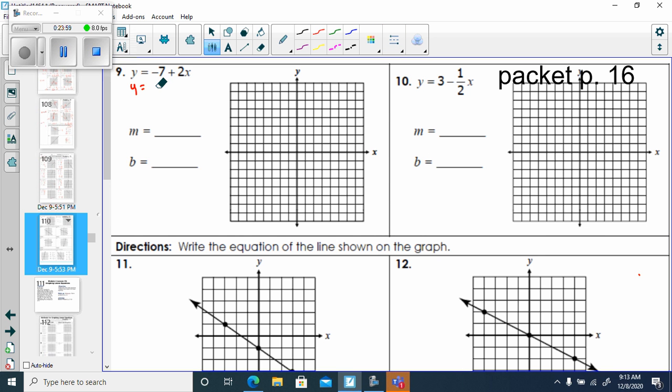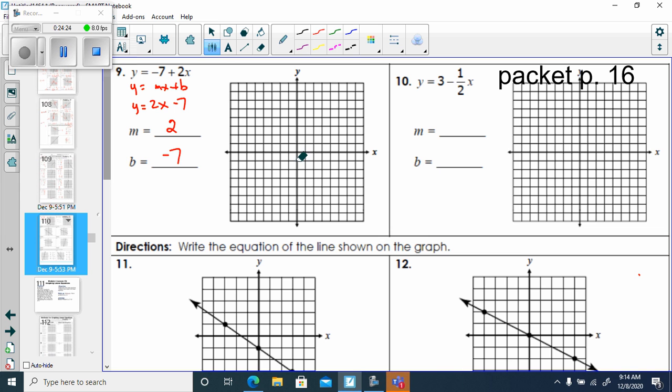Y is equal to mx plus b. But look, guys, my mx is here, isn't it? I've got to move these, don't I? This would be y is equal to 2x minus 7. My b is negative 7. My m is 2. The commutative property of addition tells me that I can swap places with these two, right?